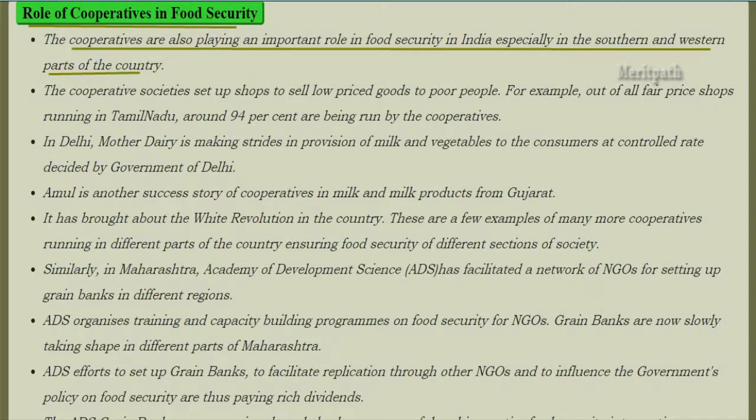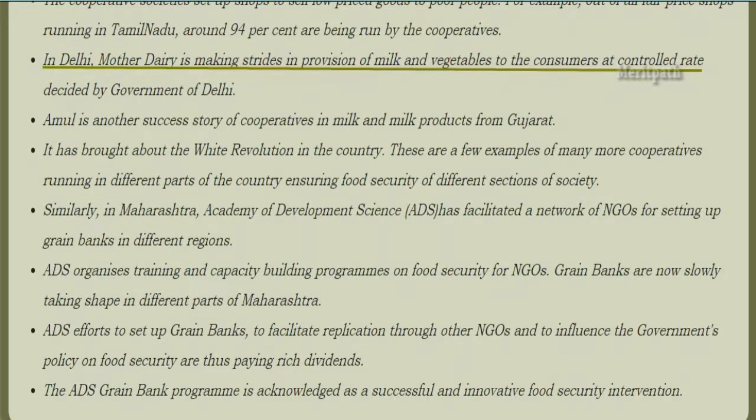Especially in the southern and western parts of the country, these cooperatives play an important role. So these cooperative societies set up shops to sell low priced goods to the poor people. For example, out of all fair price shops running in Tamil Nadu, 94% are being run by cooperative societies. In Delhi, Mother Dairy is providing milk and vegetables to the consumers at a controlled rate given by the government.